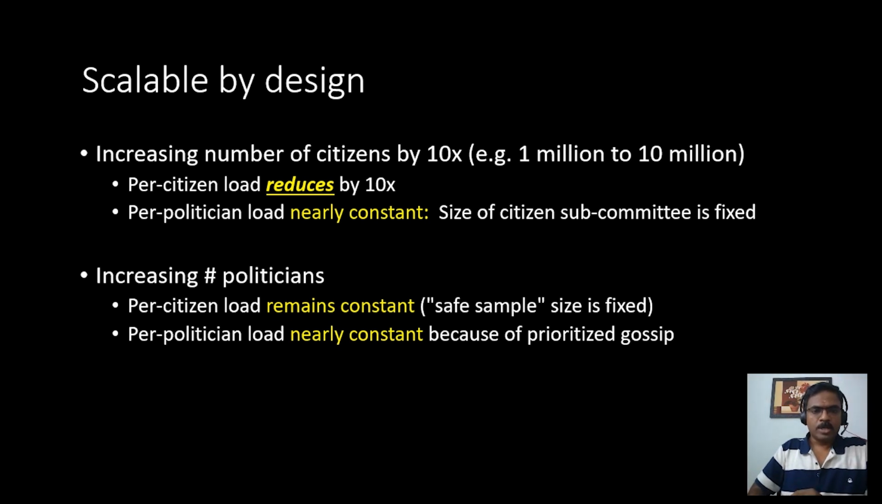So you can, for example, increase the number of citizens by 10x from 1 million to say 10 million, and that will only reduce the per citizen load because a given citizen will appear in the committee 10x less often. The load at the politicians is also nearly constant because the size of the subcommittee that's talking to the politicians remains fixed. What happens if you increase the number of politicians? The citizen load does not increase because the citizen always talks to a fixed size random sample regardless of the total number of politicians. Similarly, the politician load also doesn't increase because with the prioritized gossip that Blockene does, the load remains roughly constant.